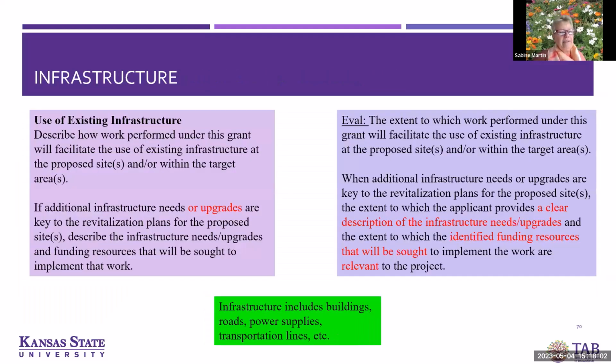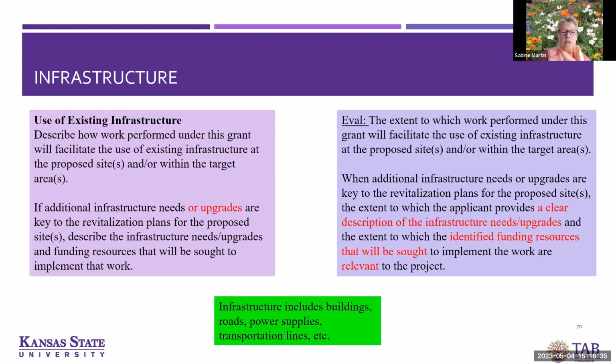This is a little bit resourcey, not quite though, but the other aspect of this subsection is the use of existing infrastructure that you need to answer. So I just have one slide on this. You have the language in the RFP, what is required. You describe how work performed under this grant will facilitate the use of existing infrastructure, because we are revitalizing, we're reusing a site, meaning something ought to be there already, right?